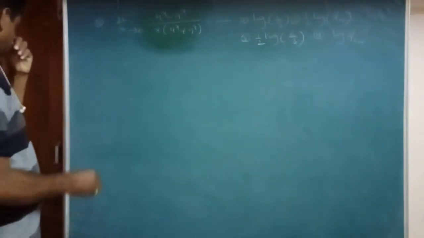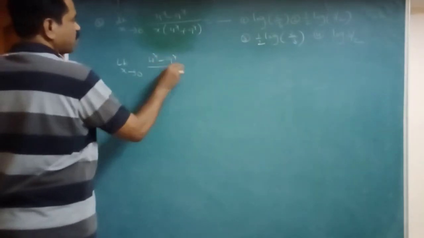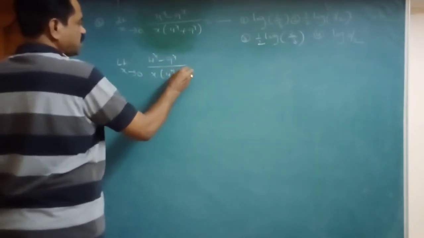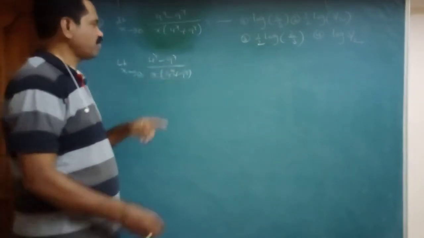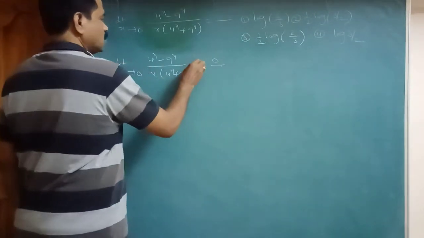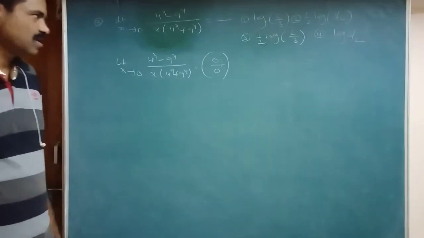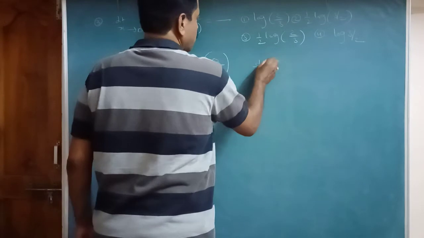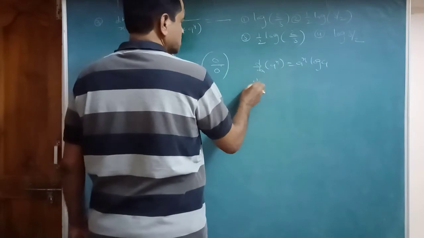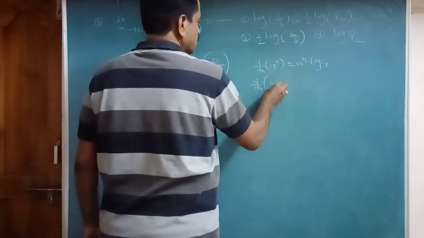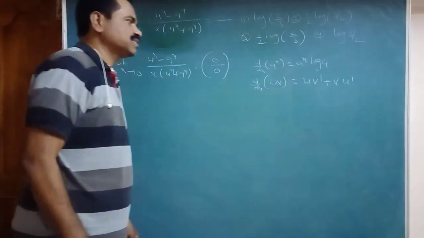So here you observe limit x tends to 0, 4 power x minus 9 power x, here x into (4 power x plus 9 power x). Here x equal to 0 substitute here, something power 0 is 1, something power 0 is 1, 1 minus 1, numerator is 0. Here x is 0, again it is 0 by 0 form. So we know that d by dx of a power x formula is a power x log a, and d by dx of uv formula, the product of the two functions, is u into d by dx of v plus v into d by dx of u.